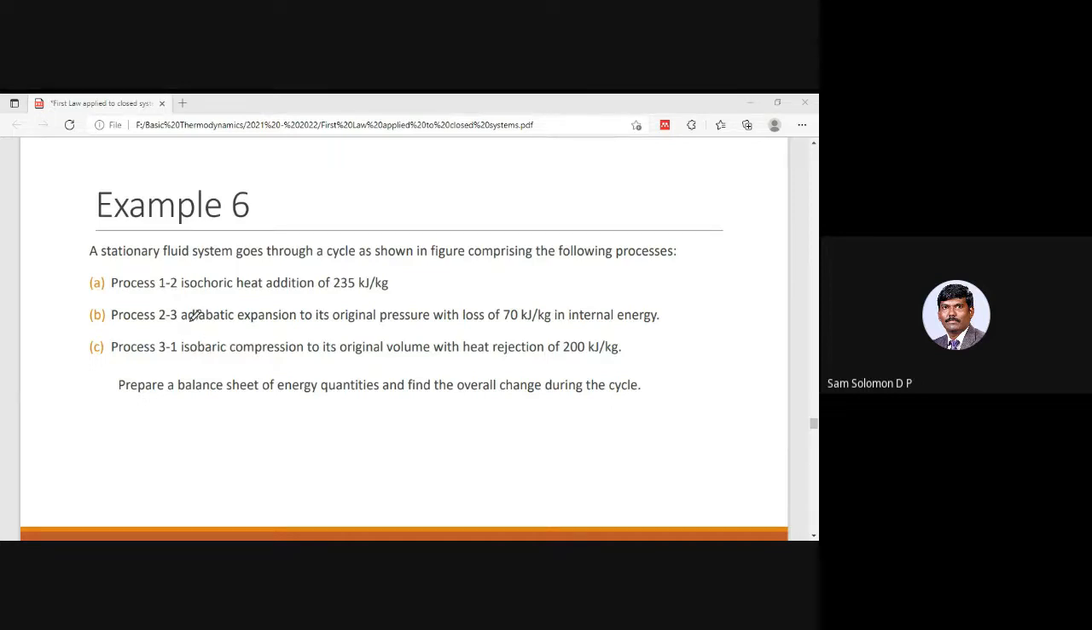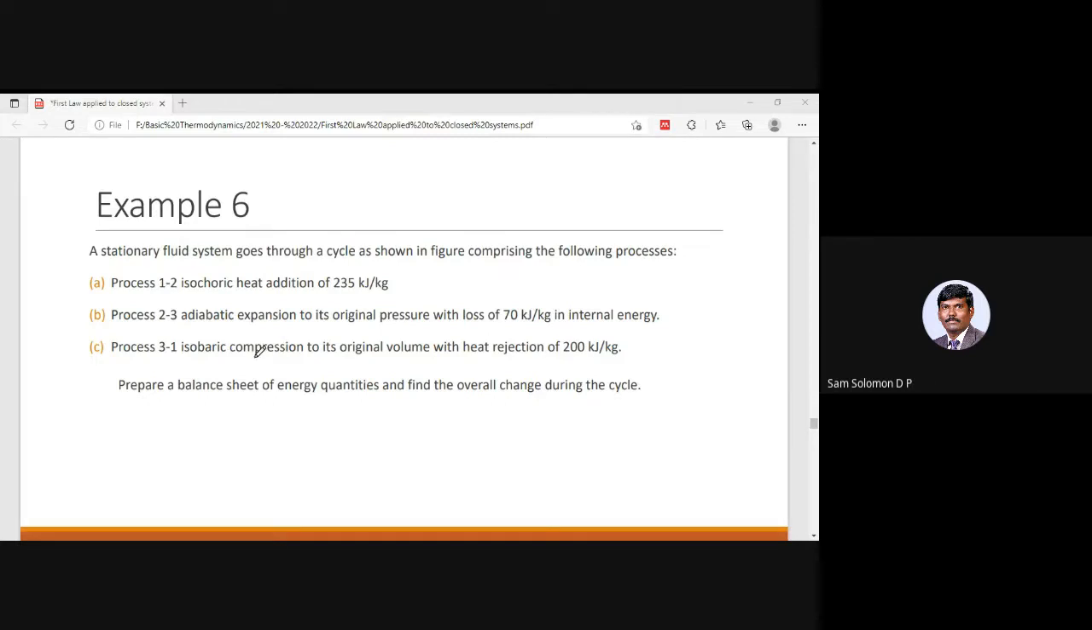You need not take it as isentropic expansion. You can simply take it as adiabatic expansion, which is similar to a polytropic expansion process, because though you say adiabatic expansion, you can't use the equation PV^gamma equal to constant unless it is specified as isentropic. But the curve will be similar to isentropic. Process 3, 1, isobaric compression, which is pressure equal to constant.